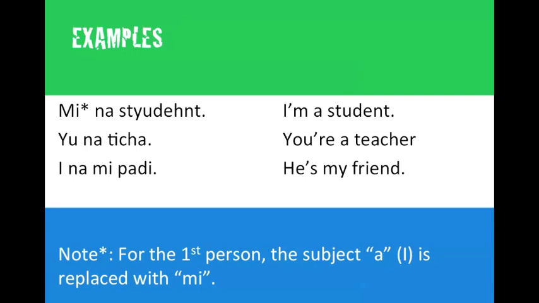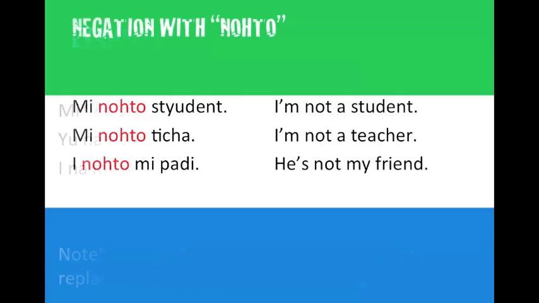Before I move on to the next slide, I just wanted to point out that none of the other subject pronouns will change when we're using this. Whereas the first person a became mi, the rest of the subject pronouns will remain exactly the same. So that means you, e, wi, una, and dem remain exactly the same. To negate this, all we're going to do is replace na with nato.